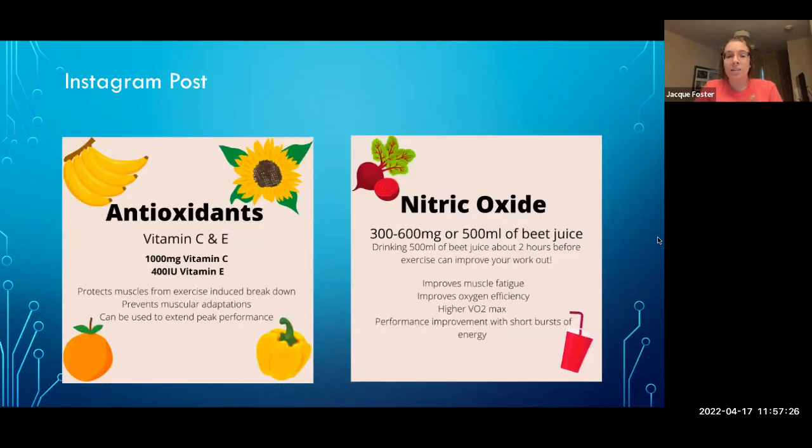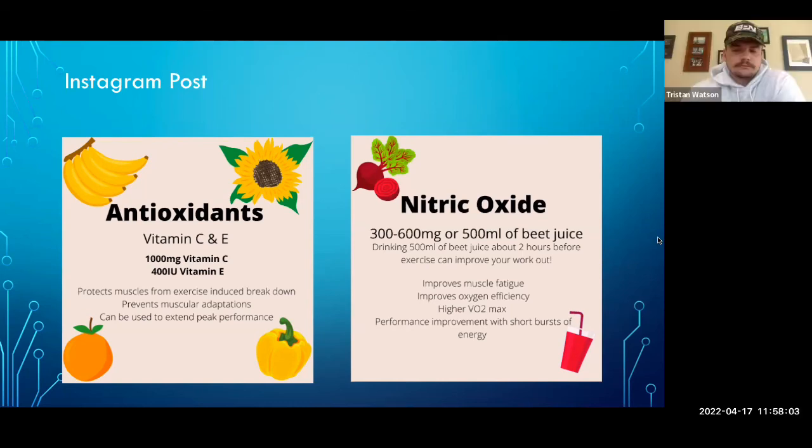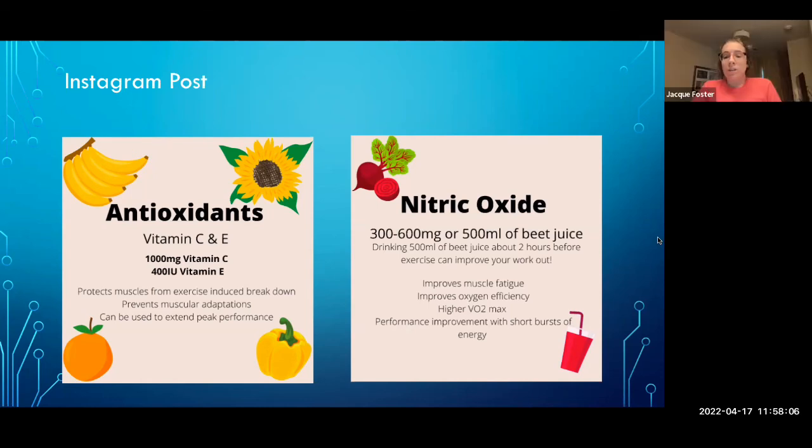And then we go into more antioxidants with vitamin E and vitamin C. Just stating that 1,000 milligrams of vitamin C plus the 400 IUs of vitamin E can protect from exercise-induced breakdown of the muscles, prevents muscular adaptations, and can be used to extend peak performance. And then it also goes into nitric oxide, just stating that 300 to 600 milligrams or the 500 milliliters of beet juice 2 hours before your workout can help improve your workout. It's going to improve muscle fatigue, oxygen efficiency. It's going to increase your VO2 max and performance improvement with short bursts of energy.